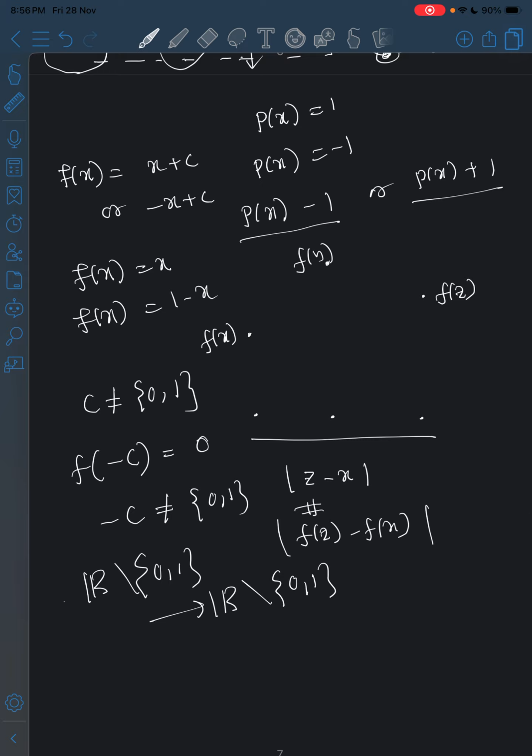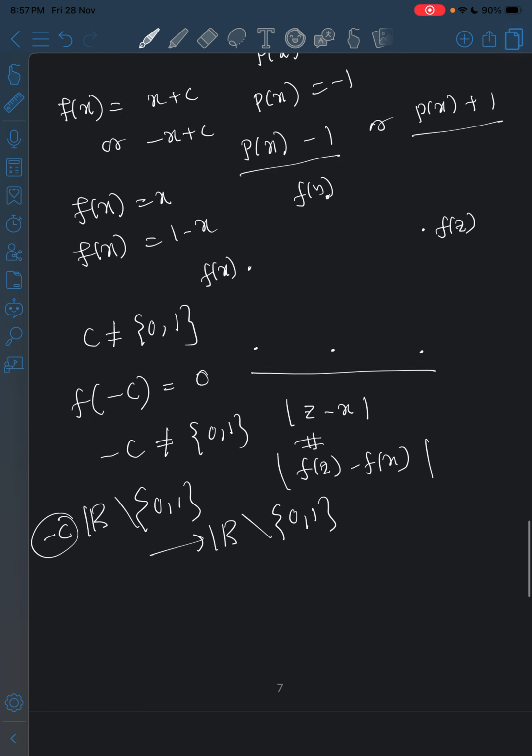So that means if you take any element minus c which is not 0 and 1, it has to map to somewhere which is non-zero, not 0 and 1, but here it will go to 0. That's why its constant term cannot be other than 0 and 1, so it has to be 0 or 1. So then 4 cases are possible.